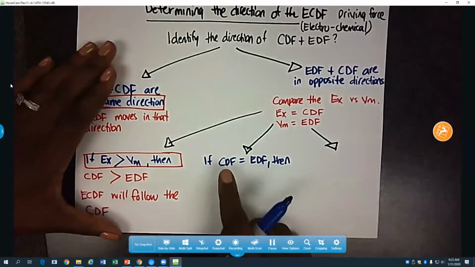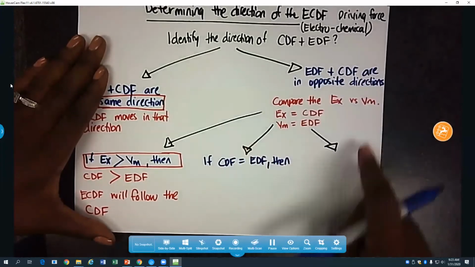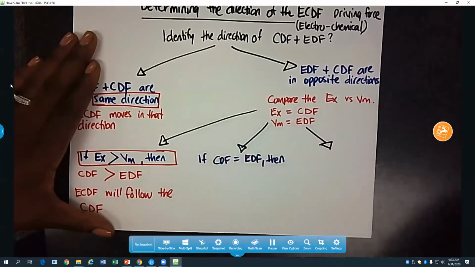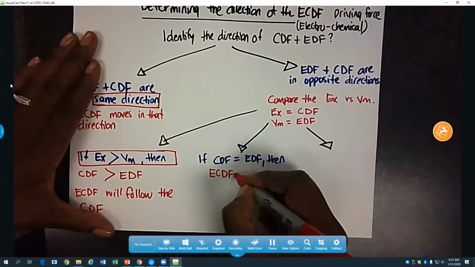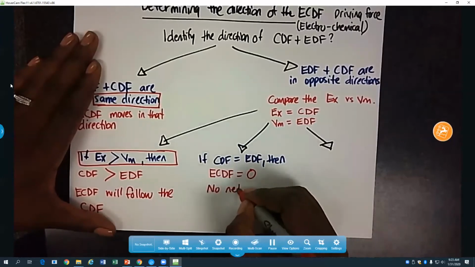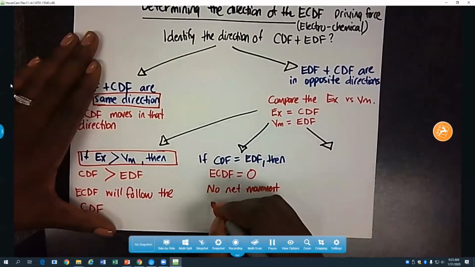So if the chemical driving force is equal to and opposite, right? This is the opposite end of the spectrum, then the ECDF, which is our combined forces, equals 0, and there is no net movement. Okay, this is where we have equilibrium.